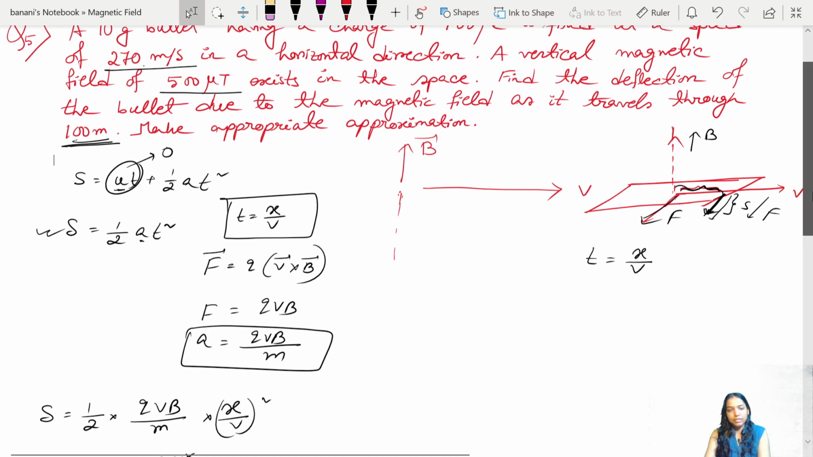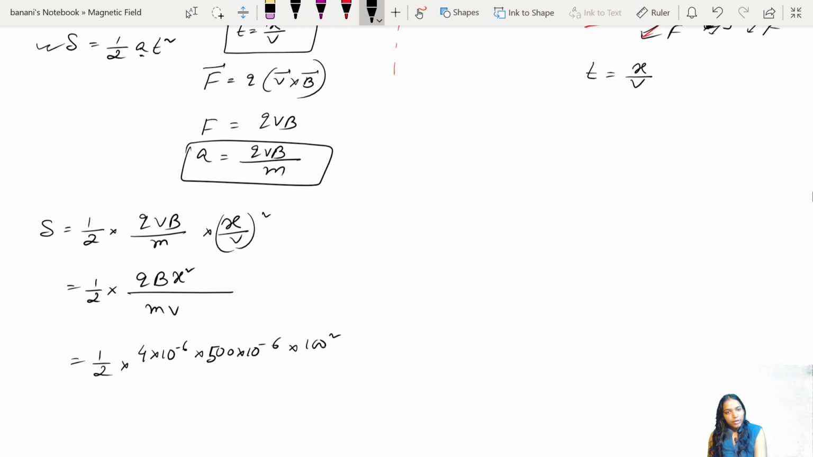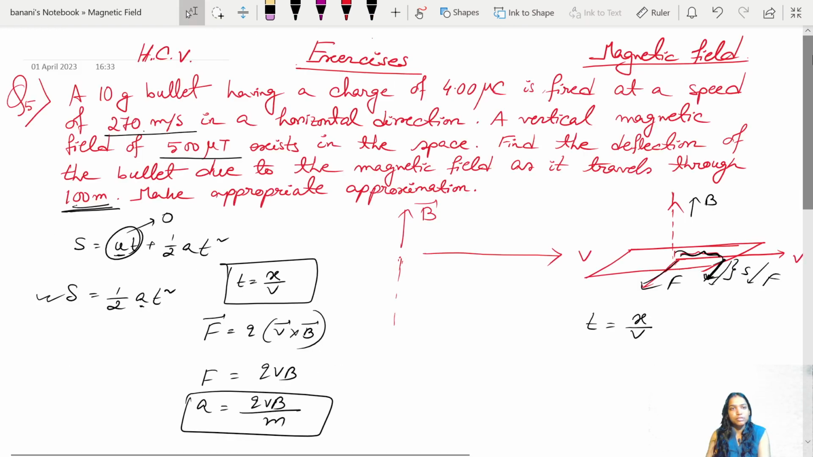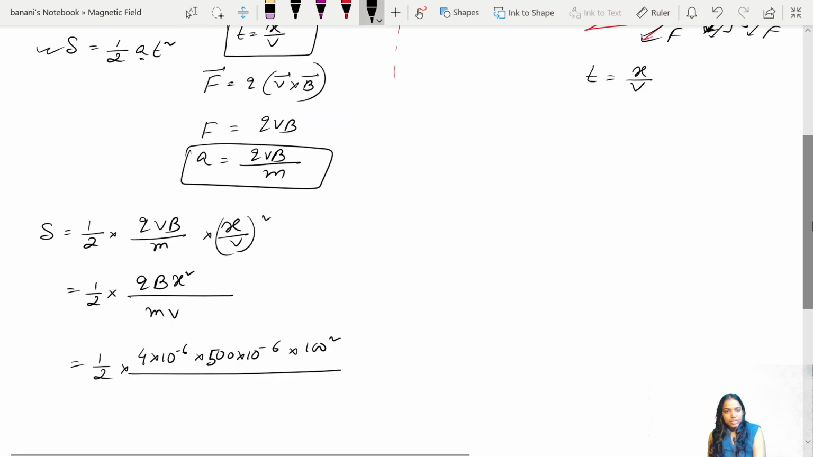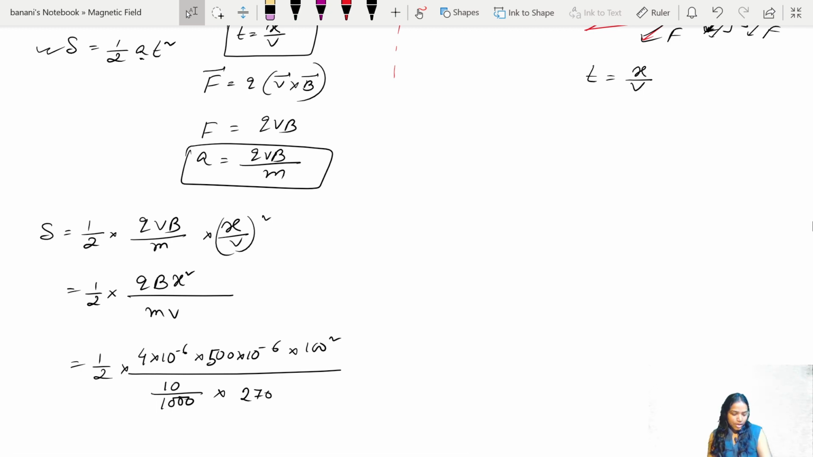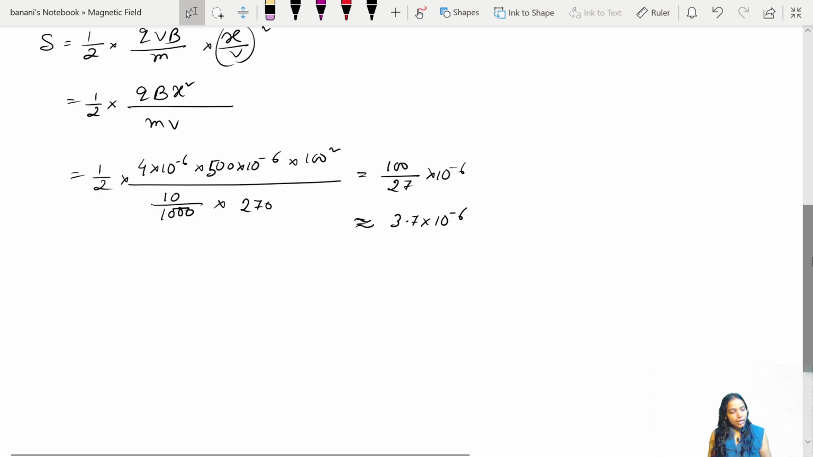So 100 square divided by the mass into velocity. The mass of the bullet is 10 gram, which is 10 by 1000 kg in SI unit, and velocity is 270 meter per second. So calculate these values and you will get the value. It will be approximately 100 by 27 into 10 to the power of minus 6, approximately 3.7 into 10 to the power of minus 6 meters. This is the answer. Thank you.